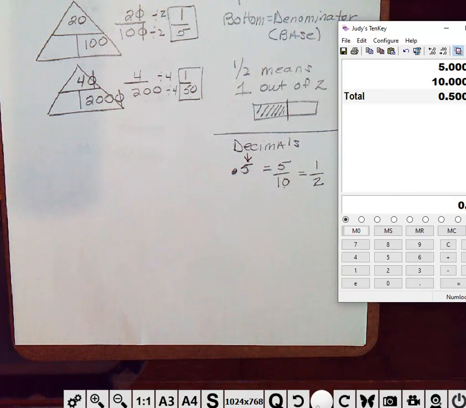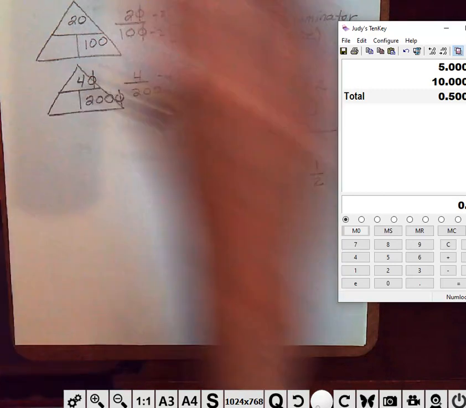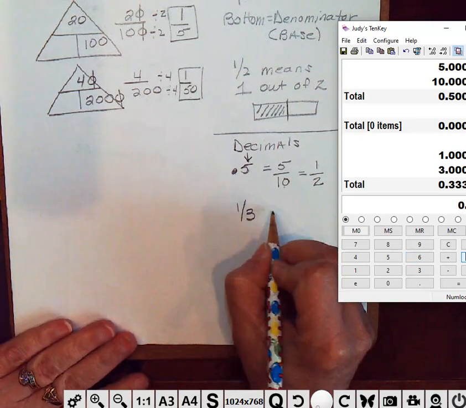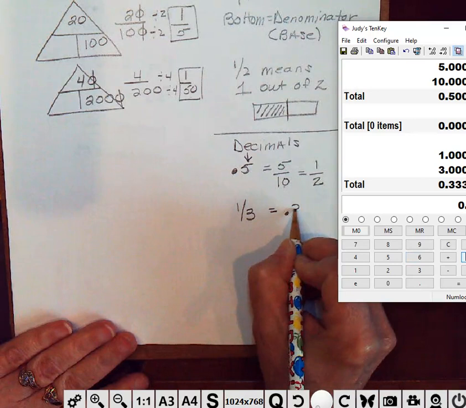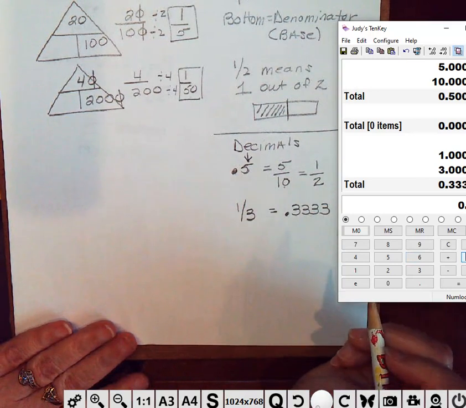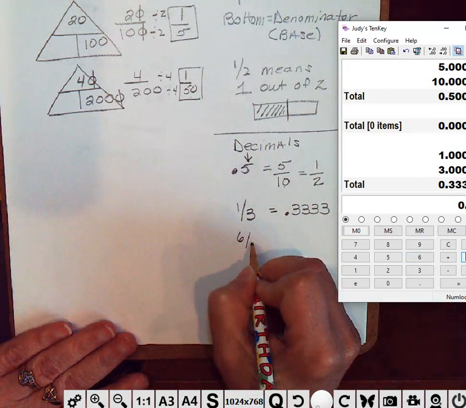Some numbers, such as 1/3, when you divide 1 divided by 3, the number just keeps going and going and going. We're going to carry ours out to 4 places. So 1/3 would be 0.3333. It doesn't end. 6/7. I'm sorry. What do I want? 6/9.